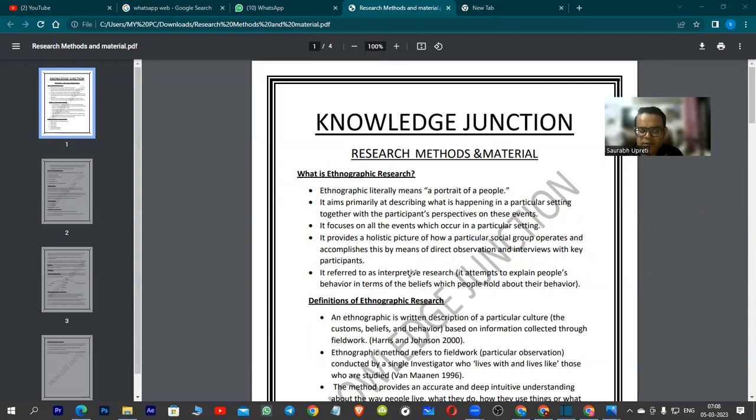It is also referred to as interpretive research. Very important, guys, because it attempts to explain people's behavior in terms of the belief which people hold about their behavior. Okay, so basically it is behavioral research, and it deals with explaining the behavior of the people, and mostly it is a research which can be described as explicative. It explicates, it describes, in a way, so it is known as descriptive research in that regard as well.